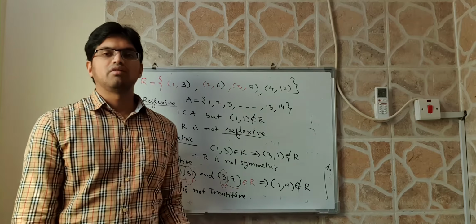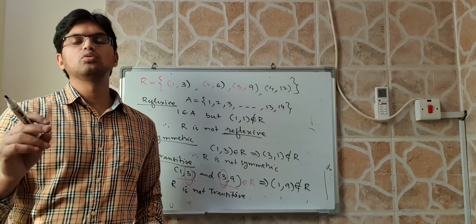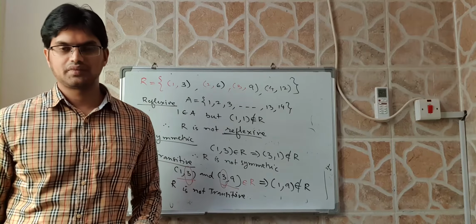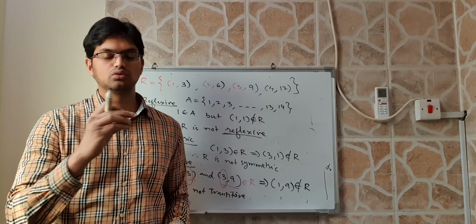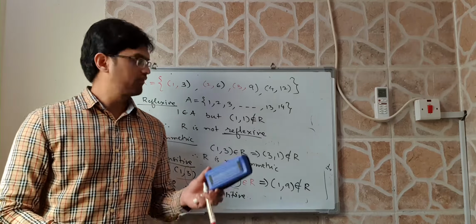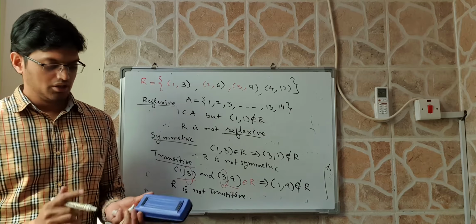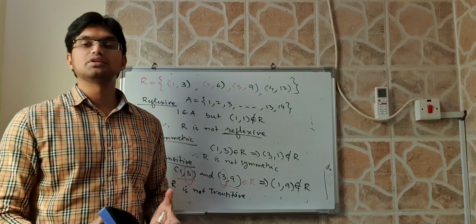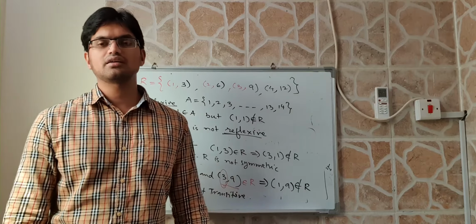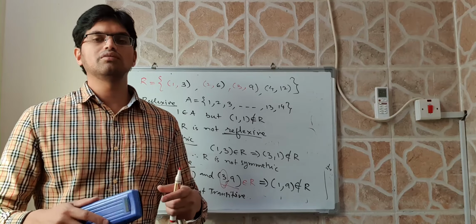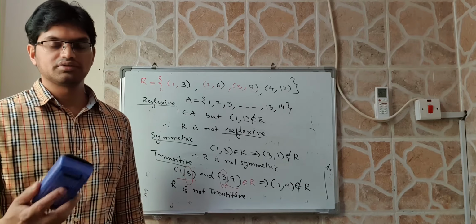Hence R is not an equivalence relation. If they are saying equivalence, it is enough to prove that one of them is not there. That's why they have given all three in the question, to identify whether it is reflexive, symmetric and transitive or not. So I think you have understood this. Let me take up one more example, which is an abstract one. Then you can try to solve all the questions related to symmetric relations.